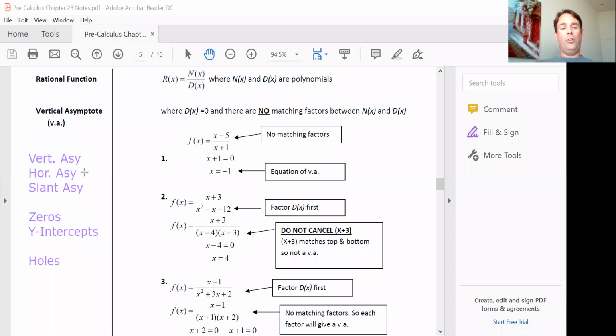Now, one of the things you need to realize, and we'll talk more about it when we get there, is this idea of a slant asymptote and a horizontal asymptote. They can't happen at the same time. It's either going to be one or the other. A vertical asymptote can show up whenever, but a horizontal asymptote cannot show up when there's a slant asymptote, and vice versa. So it's one or the other.